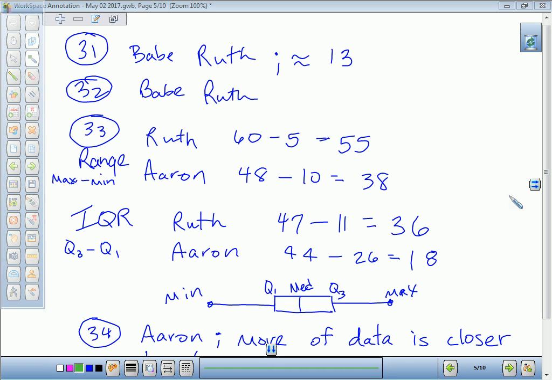It gave you a double box plot, and you were comparing Babe Ruth with Hank Aaron, hometown hero. So they gave us data for Babe Ruth, and then they gave us data for Hank Aaron, and you were just reading and interpreting those box and whisker, aka box plots. Okay, now 33 actually asked us for the IQR, not the range, but I got excited when I was going over it second period and threw in the range too. You didn't have to do the range.